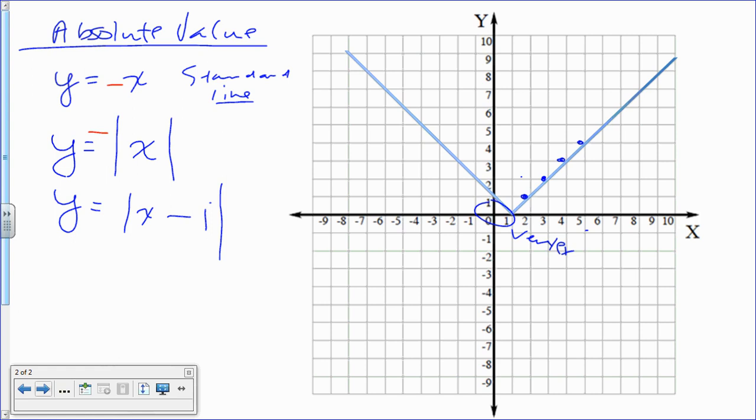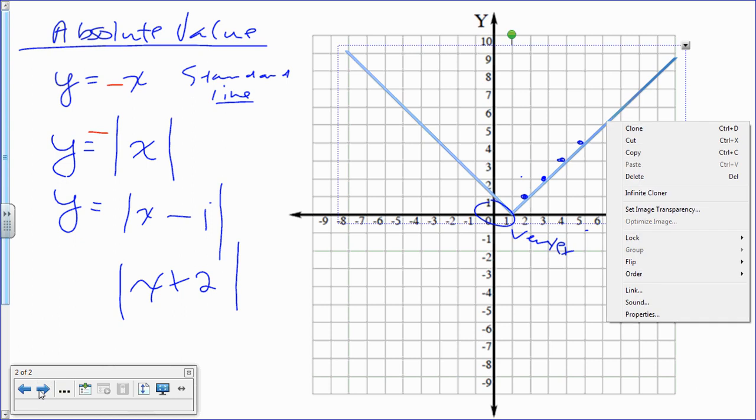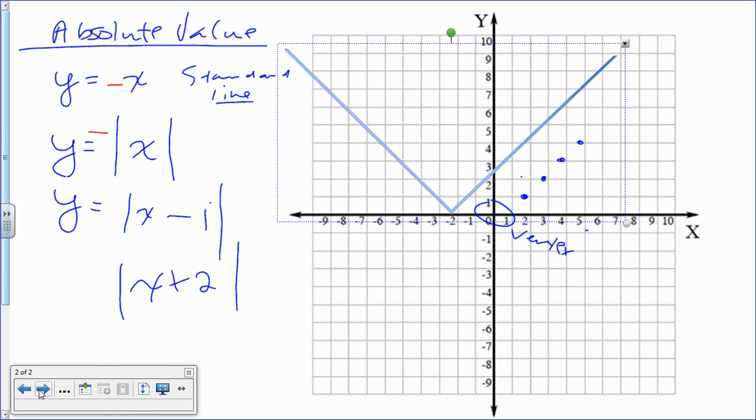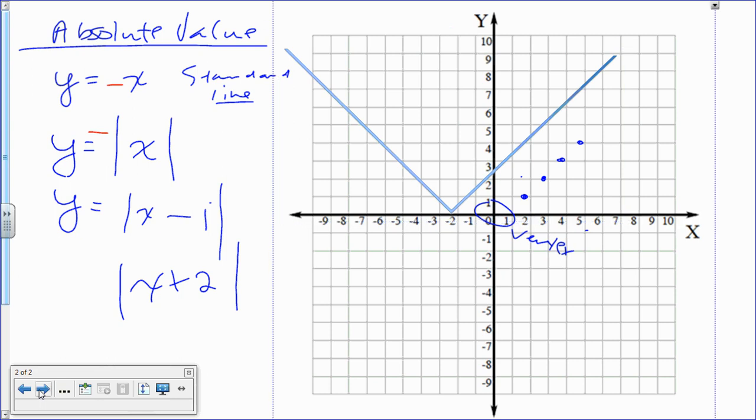You guys see that? Okay. If it's a plus, then I move it which direction? I'm going to move it to the left 2 squares. You guys see that? Yes, no? Okay.